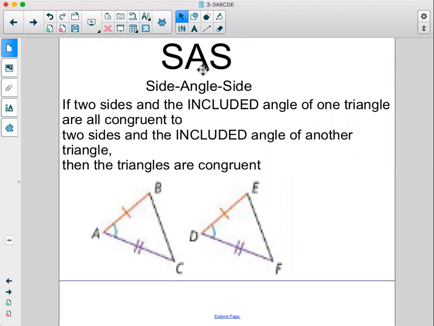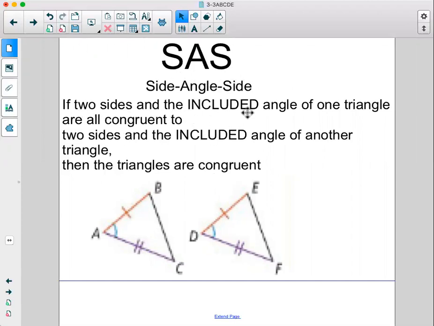So the side, angle, side allows us to prove two triangles are congruent, but you have to be so careful about where that angle's placed. The only way you can use SAS is the side, angle, side. The angle has to be included, or right in between the two sides you're talking about. It's the only way you can pull out your SAS.